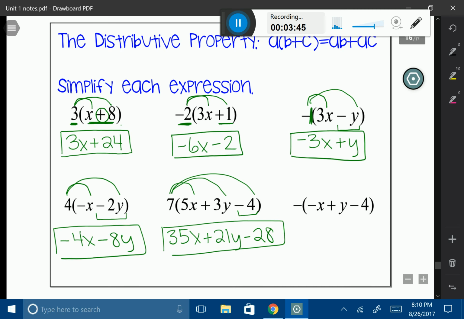And the last one, I made this one kind of challenging with all the minuses and negatives. So again, I have that negative out front. This is a negative 1. He's invisible. Go ahead and write him in there if you'd like. Negative 1 times negative x is going to give me positive x. Negative 1 times positive y is going to give me negative y. Negative 1 times negative 4 is going to give me positive 4. And I'm done.